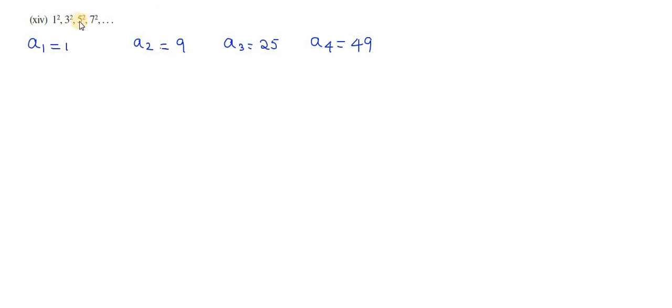So here they have given 1 square, 3 square, 5 square and 7 square. We need to tell whether it is an AP or not. By looking at this only, you can tell it is not an AP.